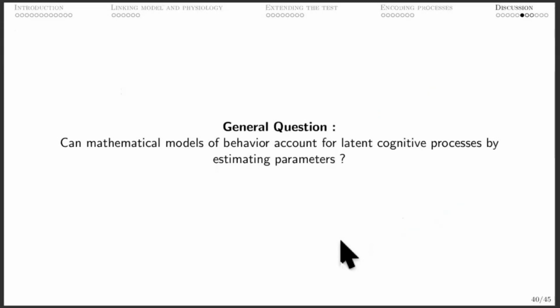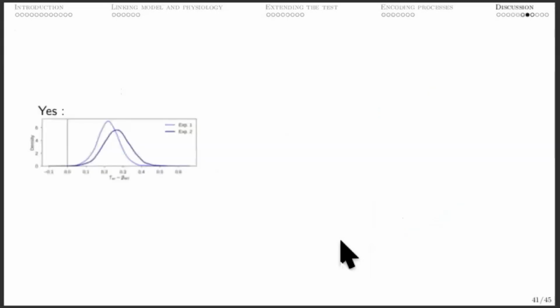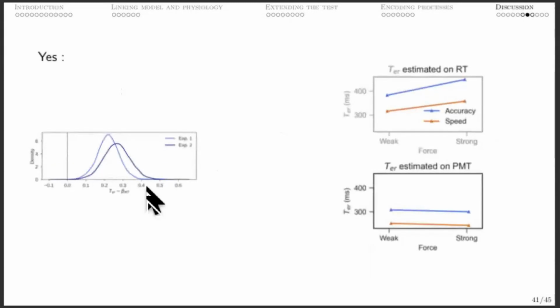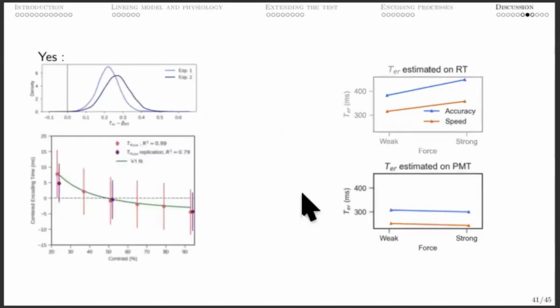So now what about the general question I asked about the ability of mathematical models of behavior to account for latent cognitive processes by estimating parameters? Well, the first answer is yes, we can do so, because as we showed, there is a link between motor execution and the time that is estimated by the model. We also saw that when we have a force manipulation, so when we manipulate the motor processes, the model correctly captures the effect of force increase, and not when we fit on the premotor time. And we also see a striking resemblance between monkey encoding data and our estimation made using the model. So yes, in our case, the parameters of the model do show something about the cognitive process.